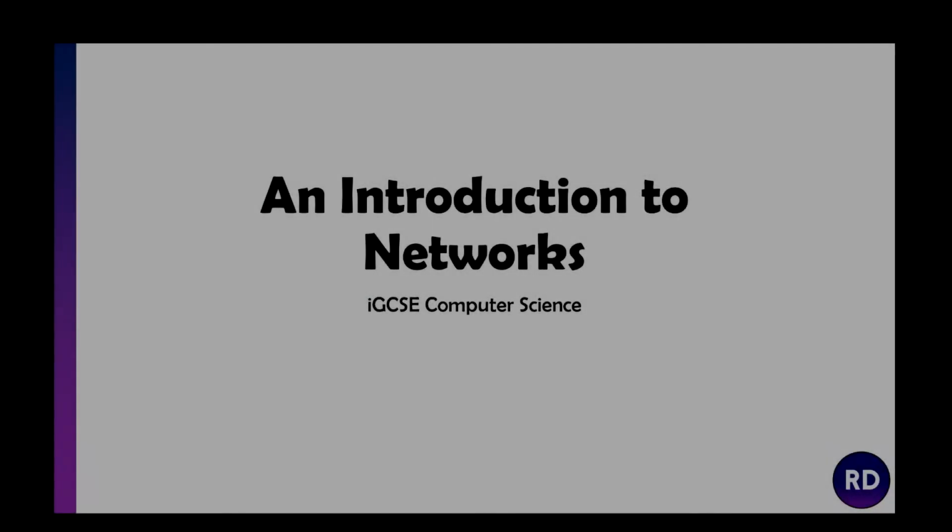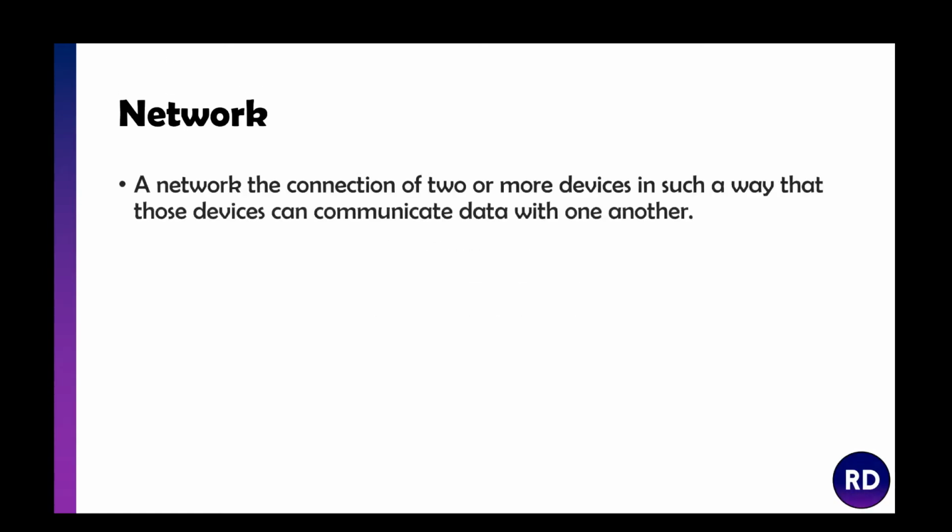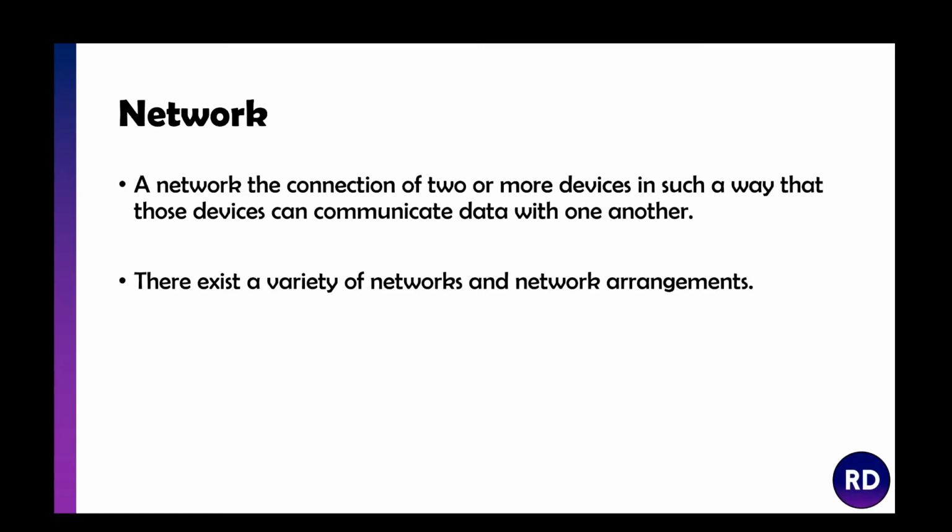In this video, we're going to look at an introduction to networks and networking for computer science. So first things first, what is a network? A network is a connection of two or more devices in such a way that they can communicate data with one another. There are lots of different networks and ways you can arrange a network, but what I usually say is a network is two or more devices connected together to share data and resources.